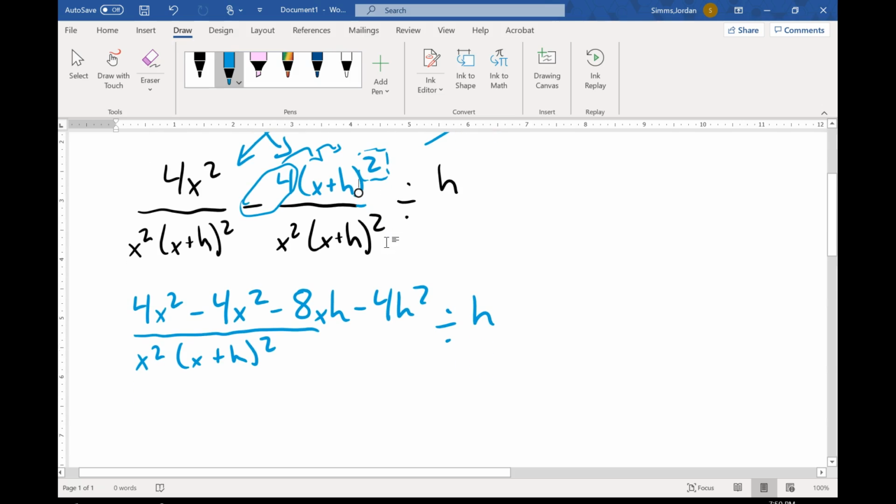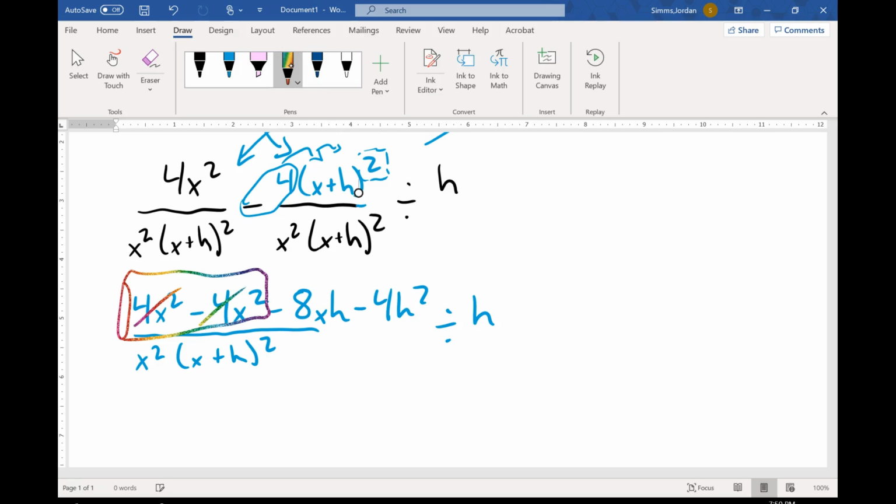Okay, so now what can we do? Well, we have some like terms here that we can get rid of in this case. 4x squared minus 4x squared, that's nice. We could also go ahead, you can do this at any point. I'm saving it till right now, but really I can erase this, and instead of saying divide by h, I could multiply that by the inverse, right? Which is 1 over h.